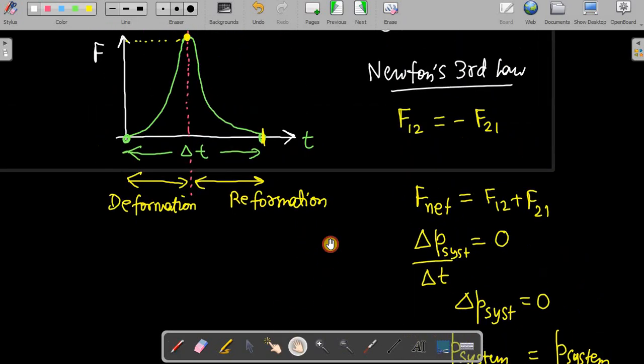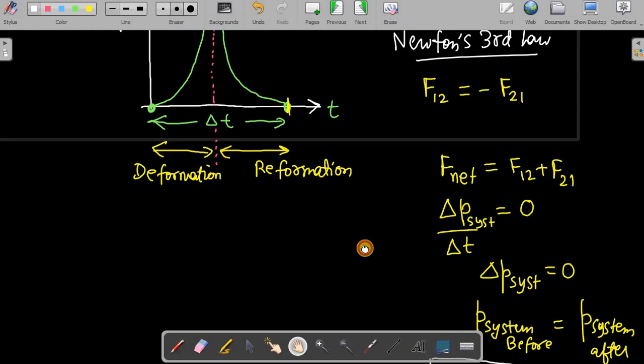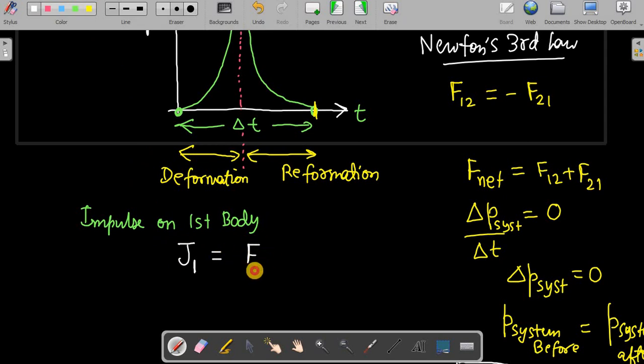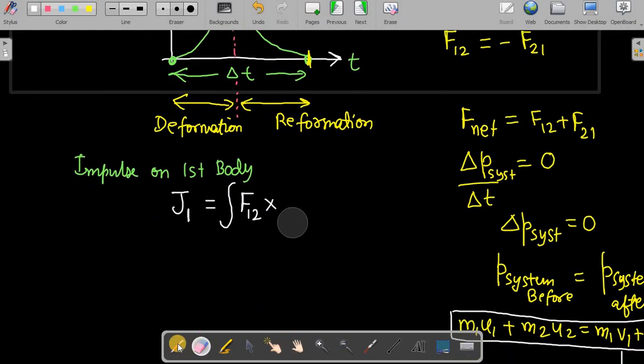Okay, and now also note that this is one way to understand this. The second way is to understand through impulse. So what is the impulse on the first body? J1 is the impulse on the first body, which we write as F12 into delta T, assuming it is constant. If it is not constant, as you know, you can integrate, then it will be F12 dt.